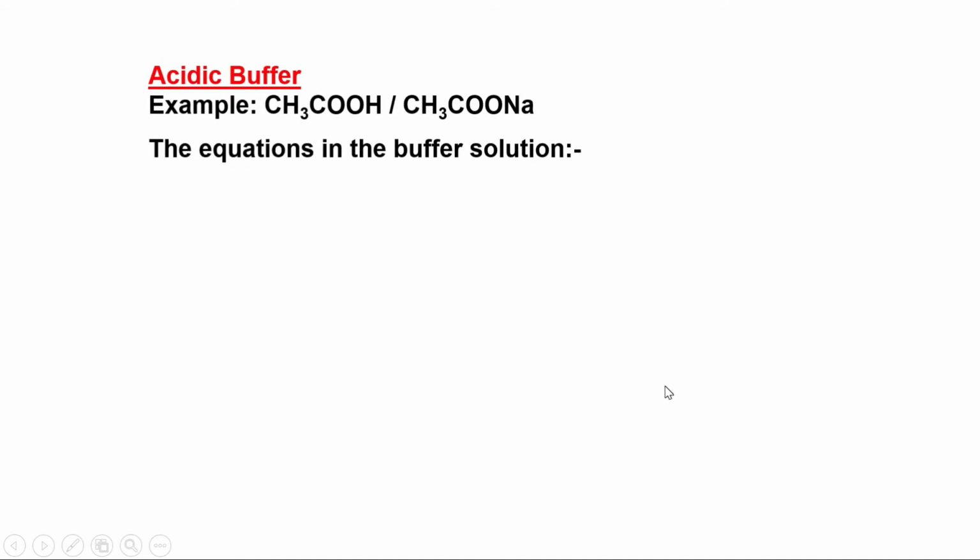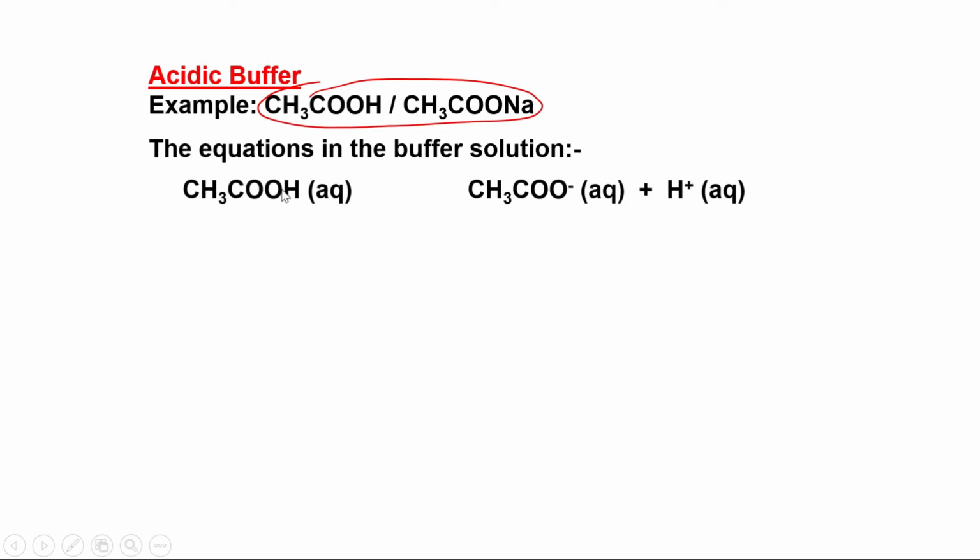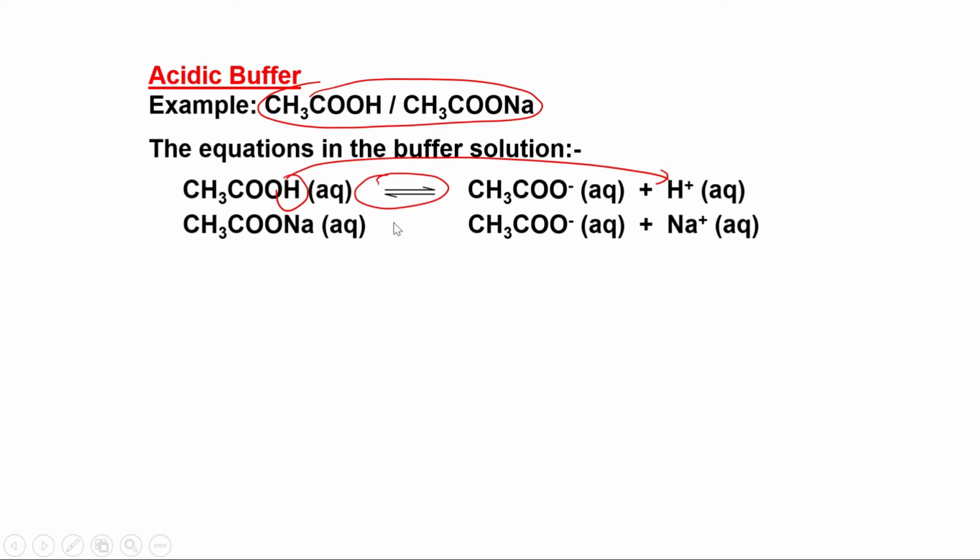Right, when you are dealing with a buffer solution problem, the first thing you need to do is write down the equations involved in the buffer solution. Since there are two compounds, you need to write down two equations. The first one is the dissociation equation for the weak acid. A weak acid dissociating means the acid loses its proton, forming its anion. Since this is a weak acid that dissociates partially, please use the double-headed arrow. And the salt dissociates completely, so use the single-headed arrow.